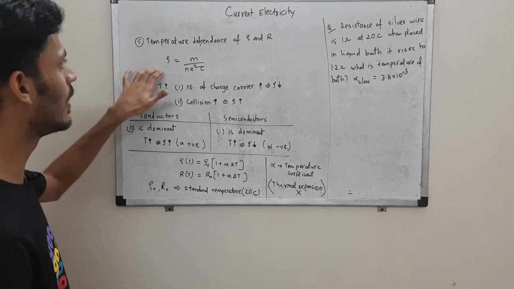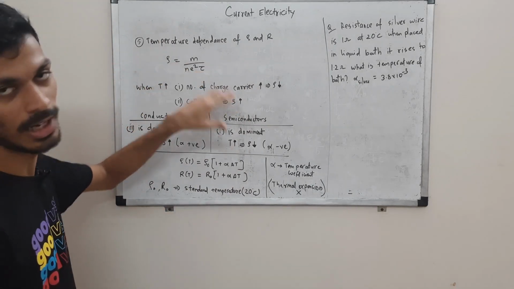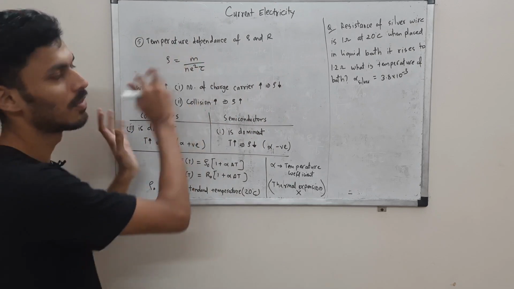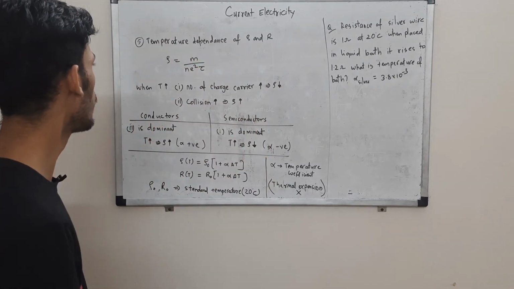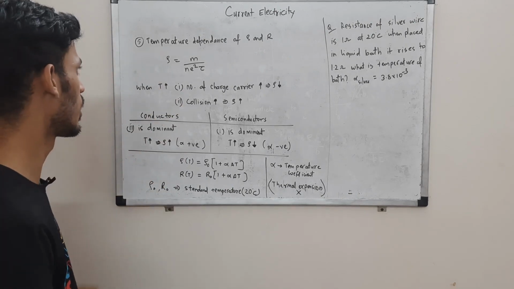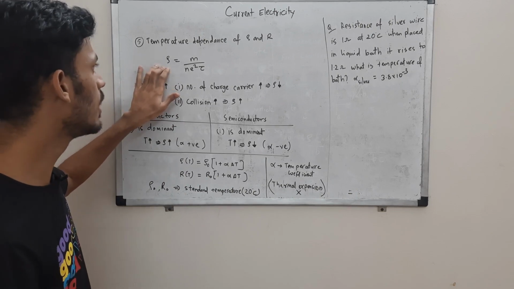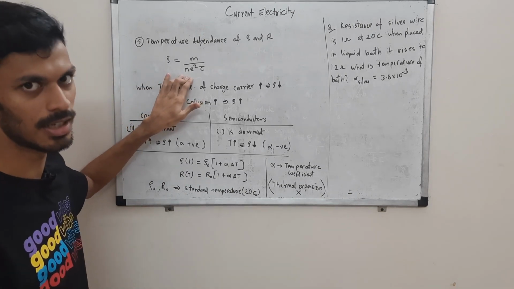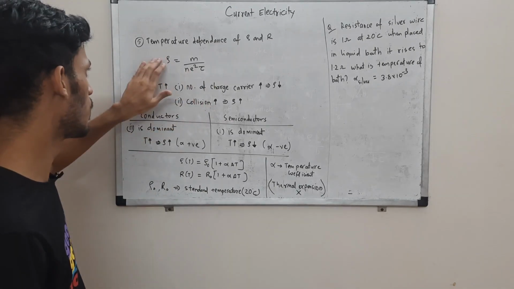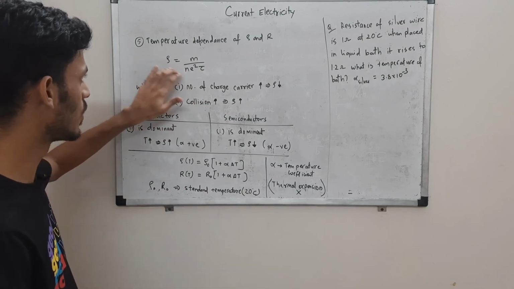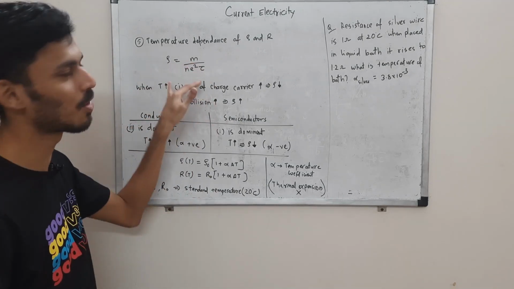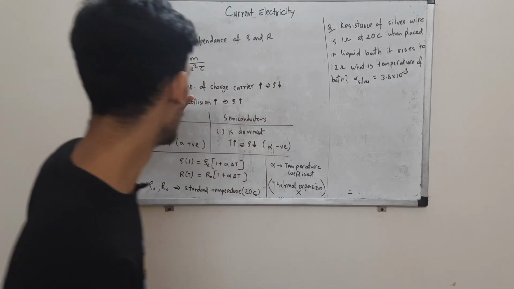Your resistivity is defined as m by n e square tau. Here there is no temperature factor, but you'll see that temperature affects one or more of these factors. We'll be deriving this relation in the derivation class. Resistivity is inversely proportional to the number of charge carriers. n is the number density, as we have learned, and e is charge. Tau is relaxation time. So it is inversely proportional to n and inversely proportional to tau. e and m are constant, so you focus on n and tau.